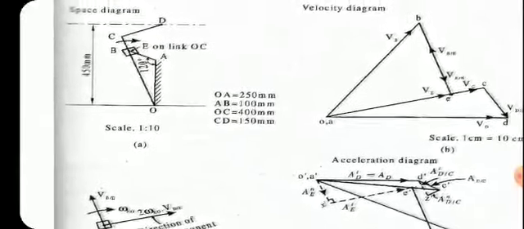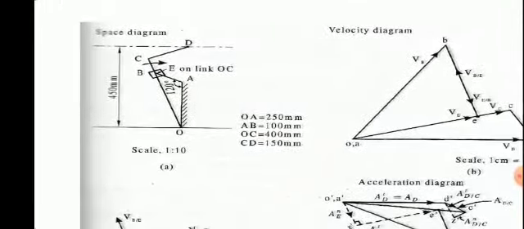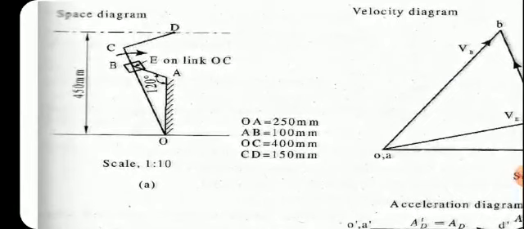First of all, you draw the diagram. All the distances are given. First you mark OA 250 mm. This is a fixed point. From A, you take AB of 100 mm. Then from O, you take OC of 400 mm. Then from C, you mark a length CD of 150 mm. Then keep the line of action of D and O 450 mm apart.